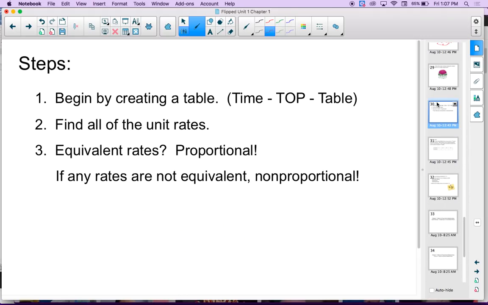Okay? So here are the steps to finding proportional relationships, or determining if they're proportional or non-proportional, I should say. First, you're going to begin by creating a table. Here's a hint. If we're doing tables, time goes in the top for a table, which means money goes in the bottom for a table. Strange, but you'll see why in our next video. Okay. After we find our table and fill in all the values, we're going to find all the unit rates. If all those unit rates are equivalent, then we've got a proportional relationship. If any rates are not equivalent, then it is non-proportional.